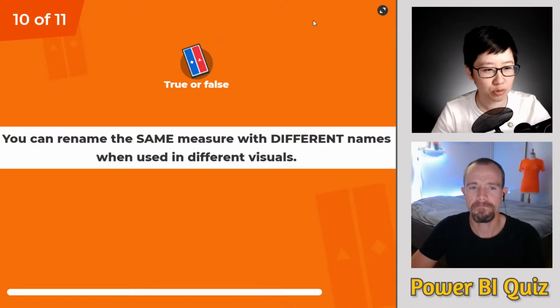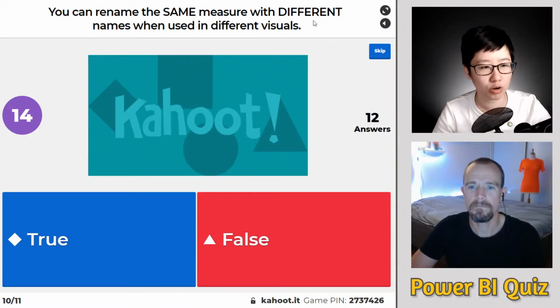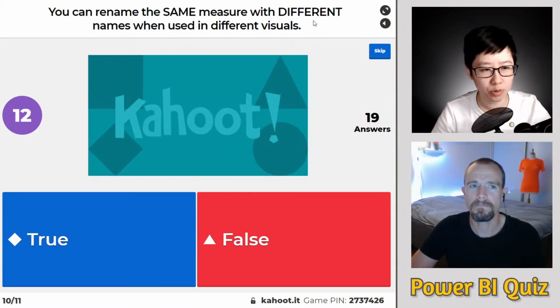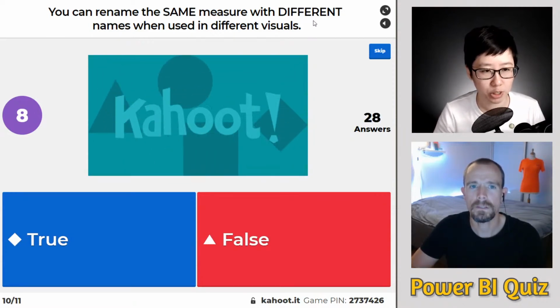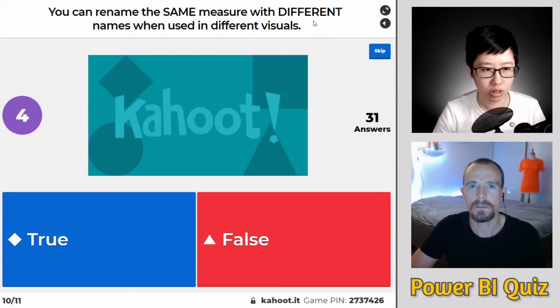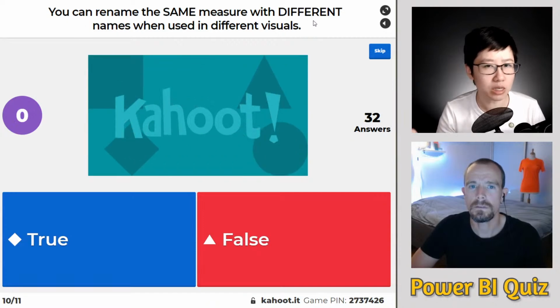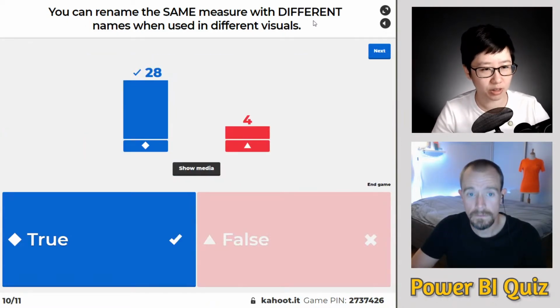You can rename the same measure with different names when used in different visuals, true or false. So when we write DAX, we would give a name to the measure, right? Now, when you drag that measure and drop it into your visuals, is it possible to rename it differently when you use it in different visuals, even if it's the same measure? All right, very good. Most of you got that.